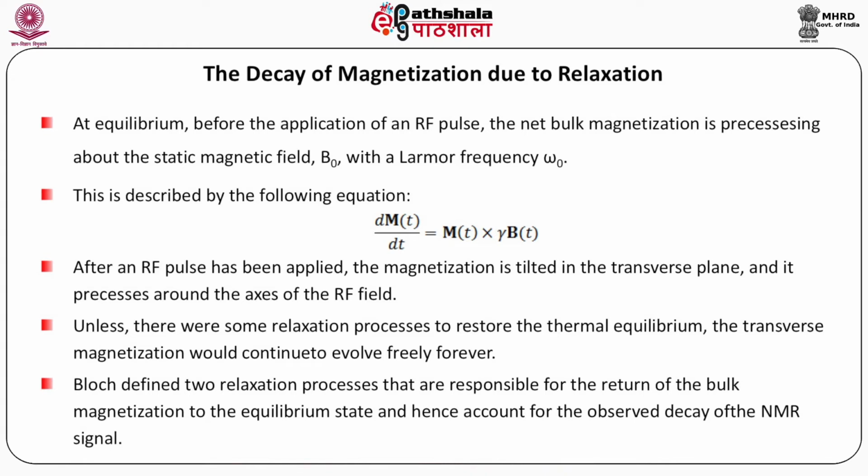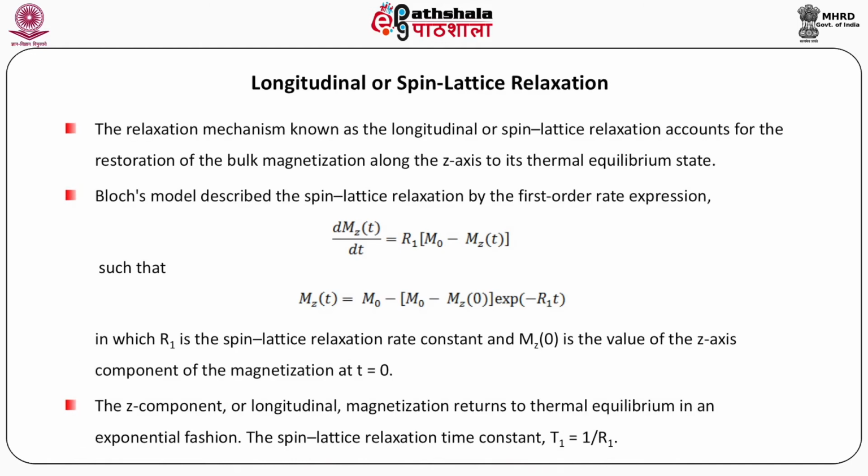Now, here what we have to see is that B1 is applied orthogonal to B0, which is the static magnetic field. And so, what you see is that the bulk magnetization, which was precessing along the axis of B0, after application of the pulse now starts to precess along the axis of B1, provided the resonance condition is met. Bloch defined two relaxation processes that are responsible for the return of the bulk magnetization to the equilibrium state and hence account for the observed decay of the NMR signal.